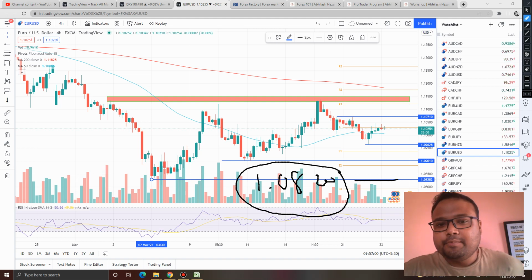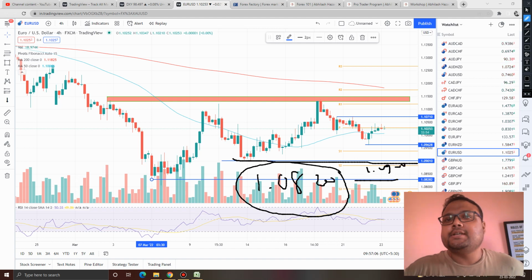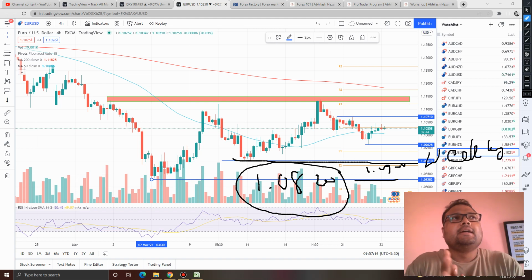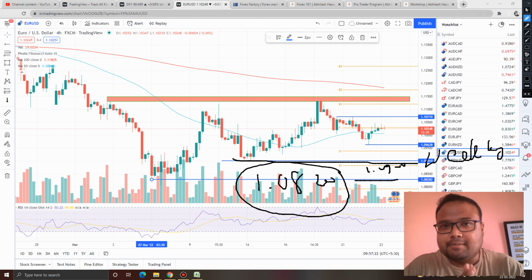And then we have 1.0900. This is also a very strong support zone in the market, because this support zone belongs to the weekly chart. But as we all know, there is a war between Russia and Ukraine going on, and we know very well that because of the geopolitical factors, there has been a crazy ride in the market for the last couple of weeks.